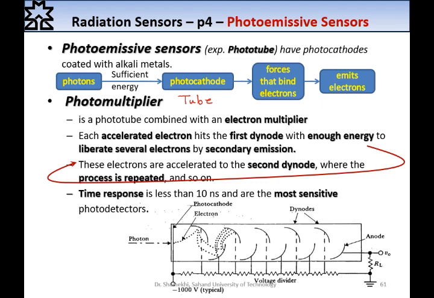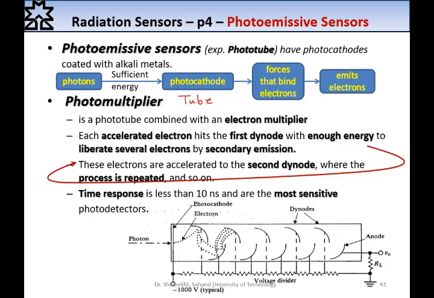Each accelerated electron hits the first dynode with enough energy to liberate several electrons by secondary emission. These electrons are accelerated to the second dynode where the process is repeated, and so on. Time response is less than 10 nanoseconds, and it is the most sensitive photodetector, which we use in some radioactive detectors.